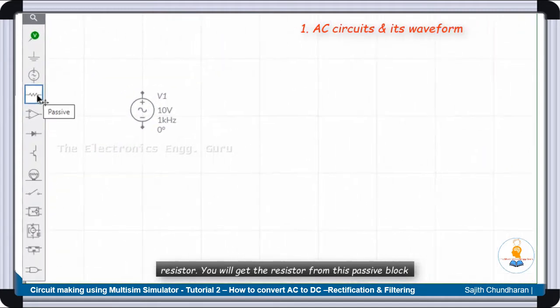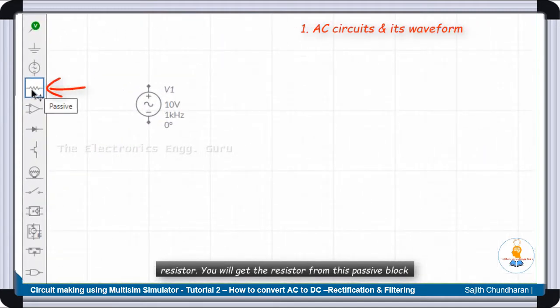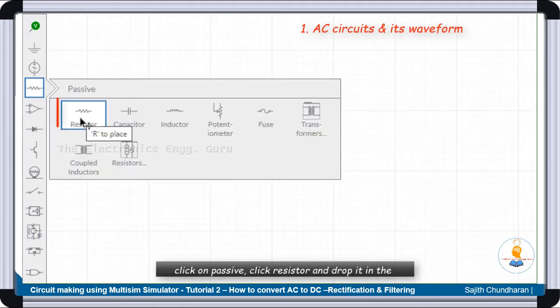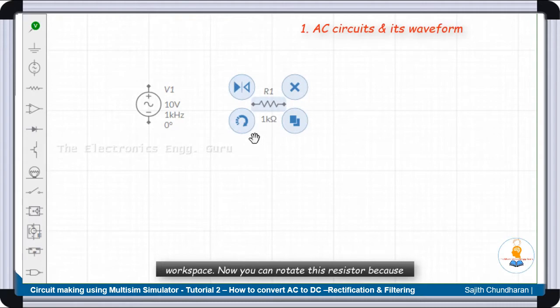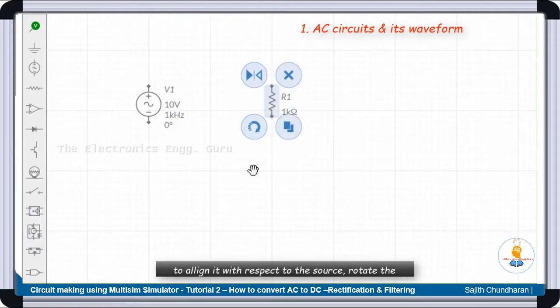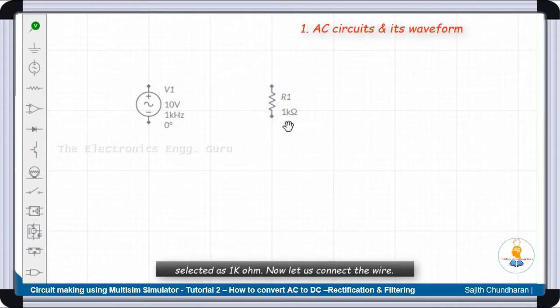Now let us pick a resistor. You will get the resistor from this passive. Click on passive, click on resistor and drop it in the workspace. Now you can rotate this resistor to align it with respect to the source. Yes, that is done. The resistor value by default is selected as 1 kilo ohm.